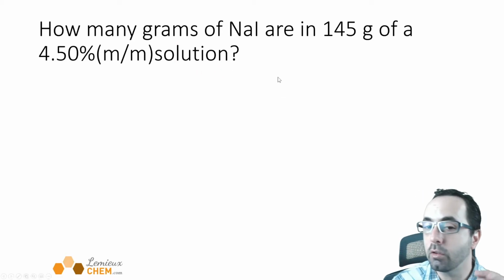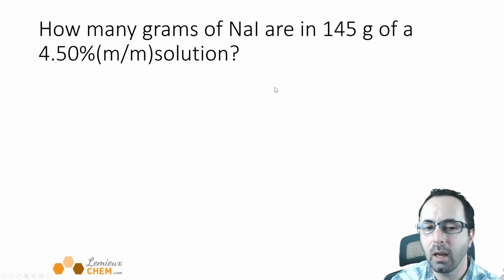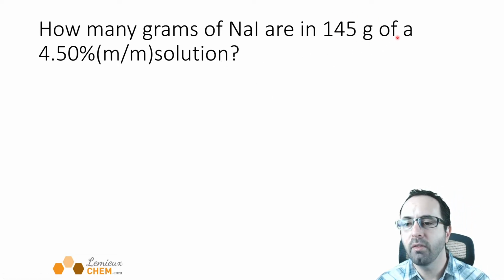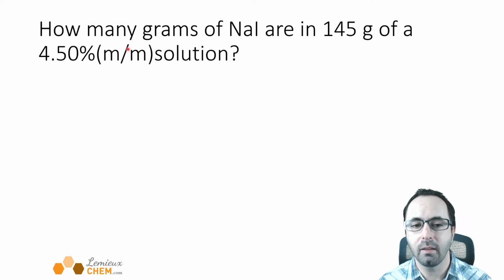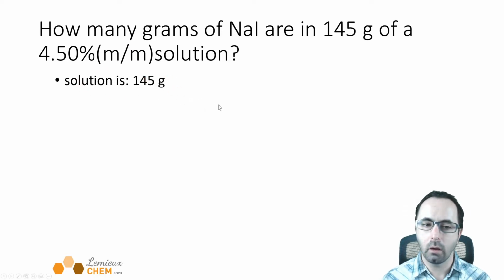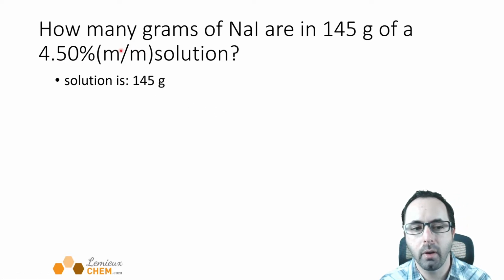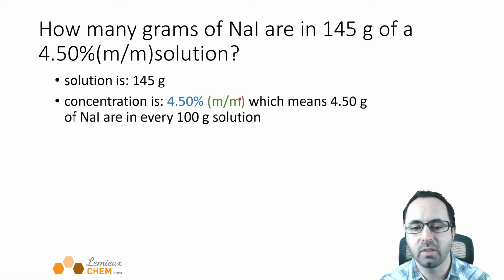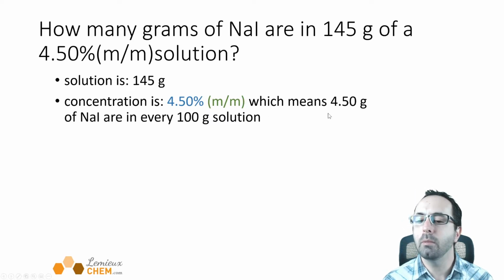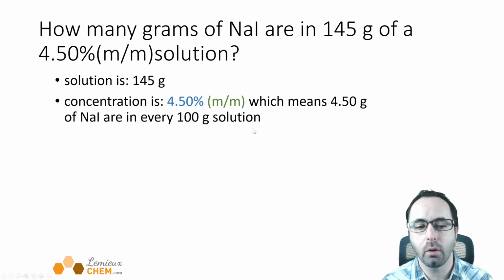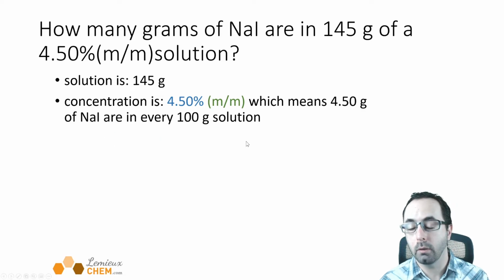So this is a little bit tricky. Make sure to read the question carefully and see what it's saying. It's saying 145 grams of a solution that has this concentration. So our amount of solution is 145 grams, and its concentration is 4.50% mass over mass. And this means 4.50 grams of sodium iodide in every 100 grams of solution.